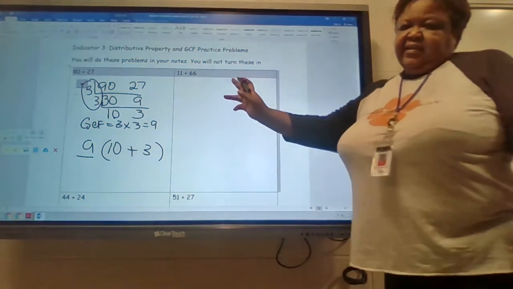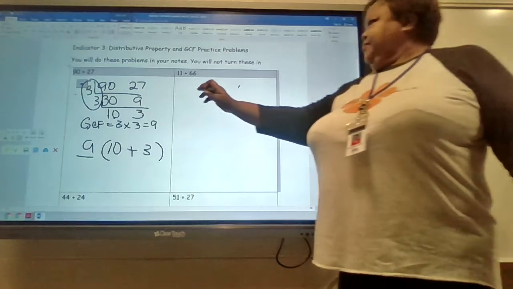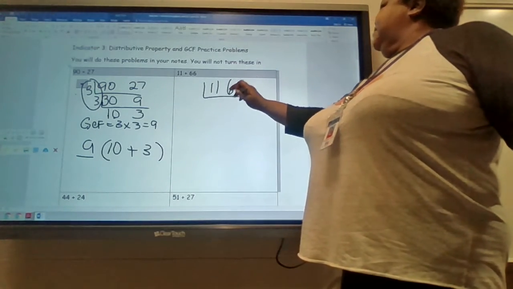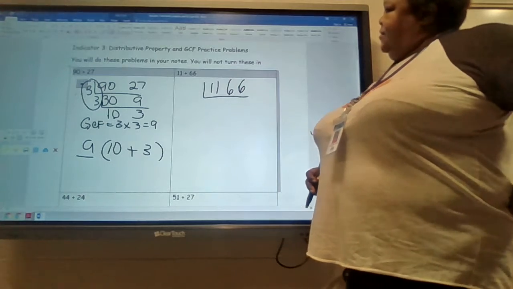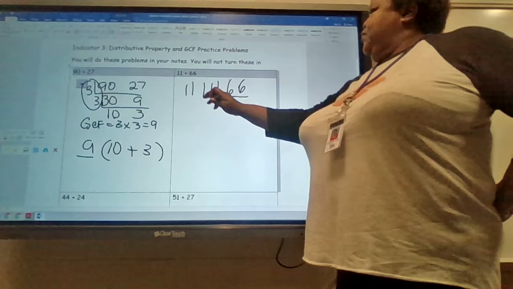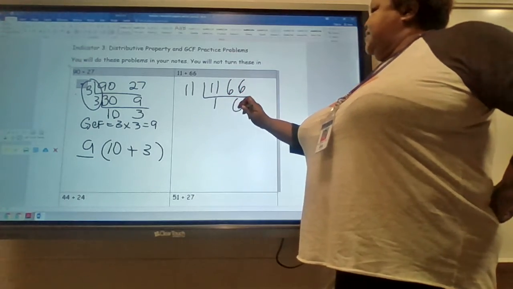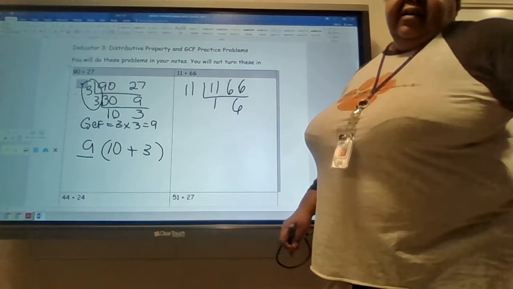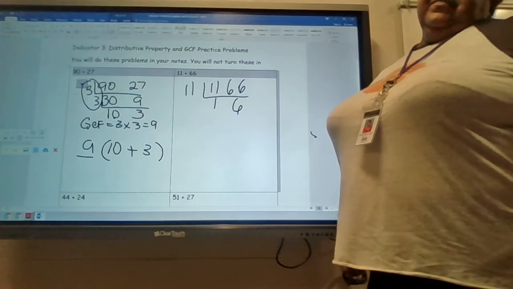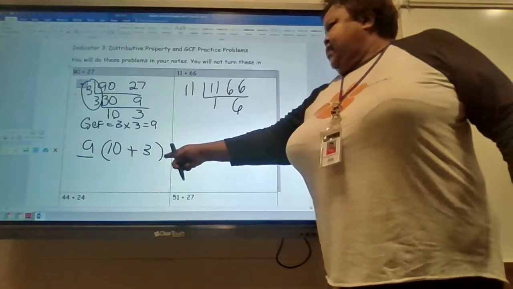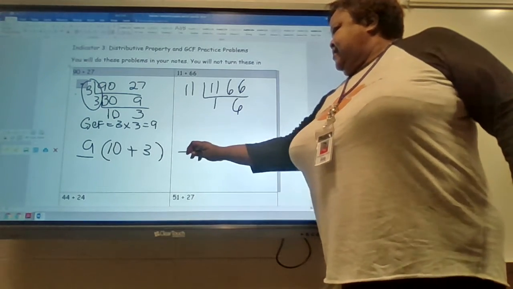11 plus 66. So I'm going to put my 11 here and my 66 here. Well, it looks like 11 goes into both of these. 11 goes into 11 one time. 11 goes into 66 6 times. So I have 1 and 6. The only thing that will go into both of them is 1. So we're done.